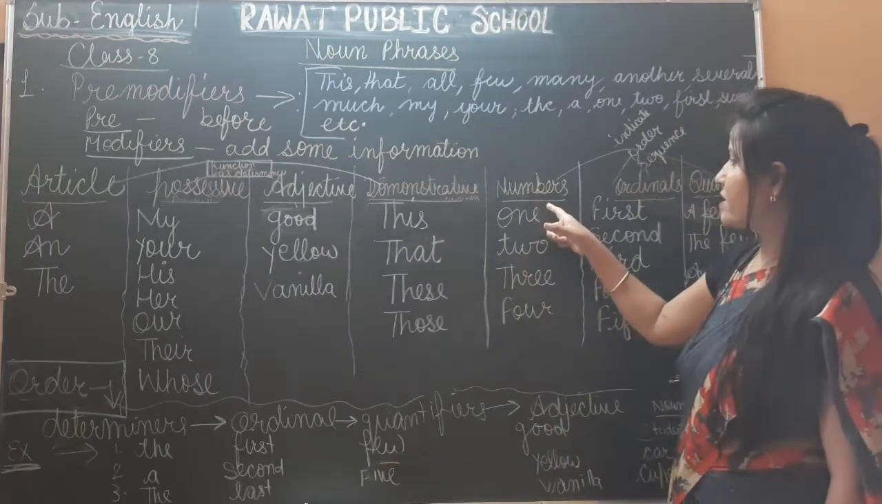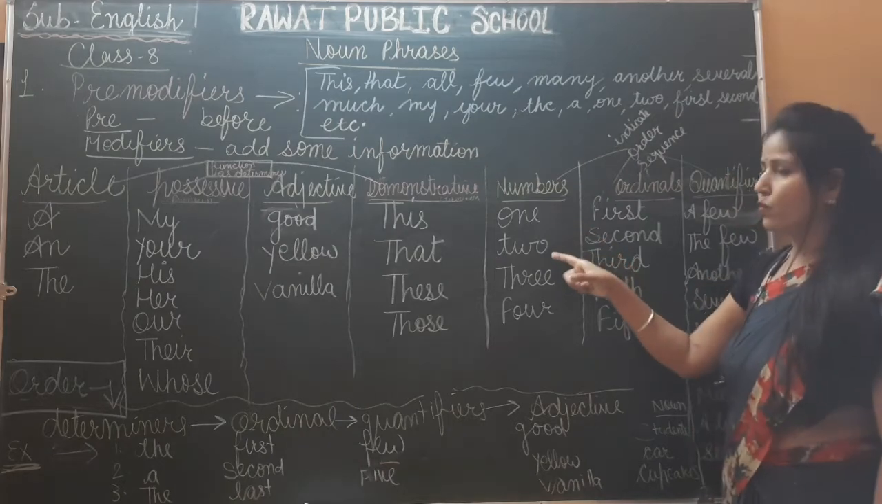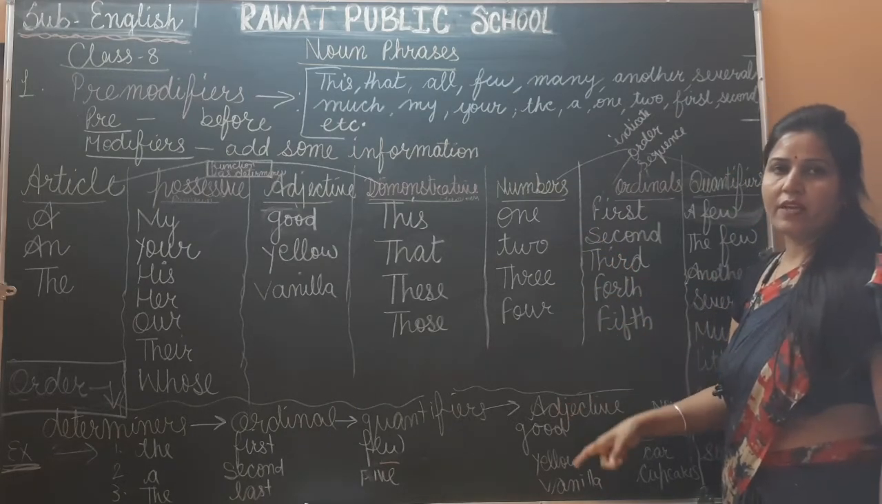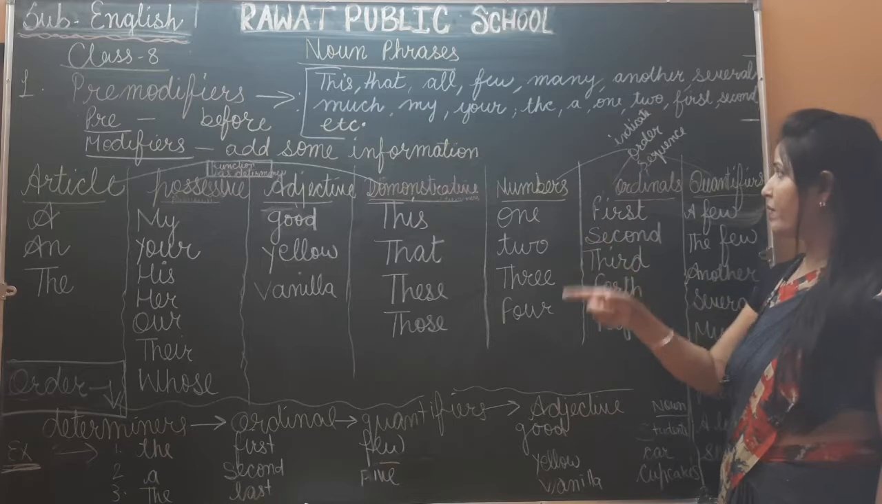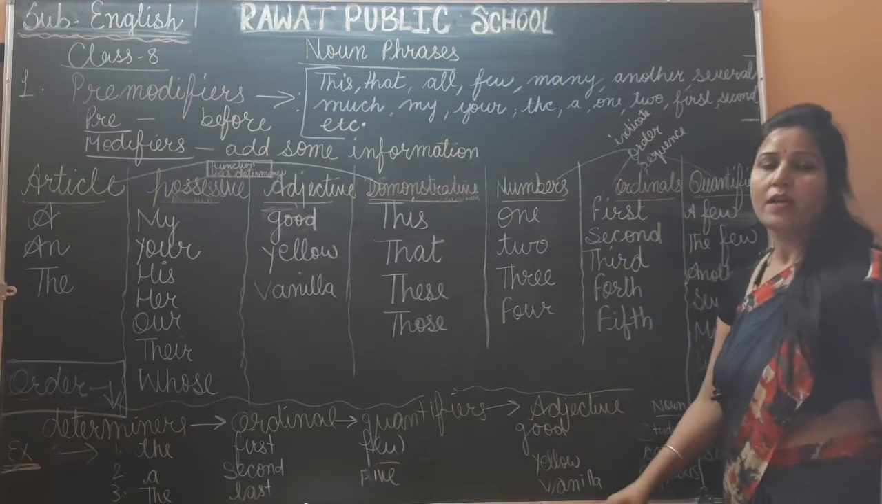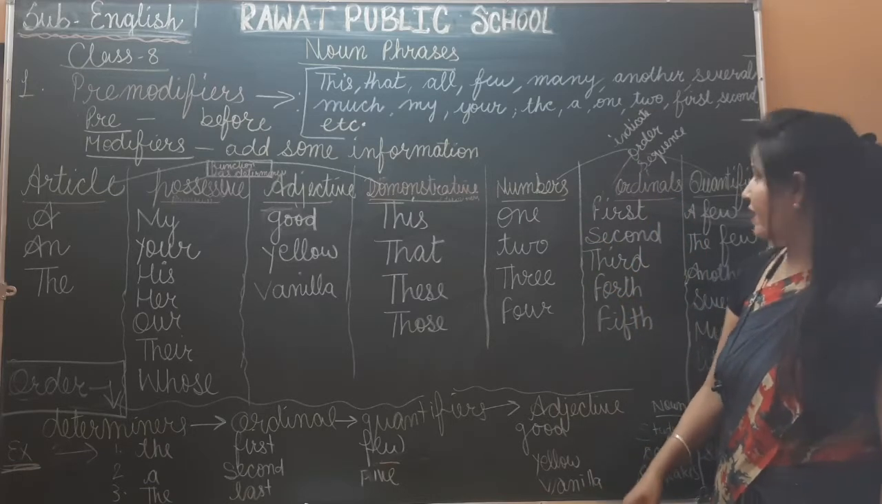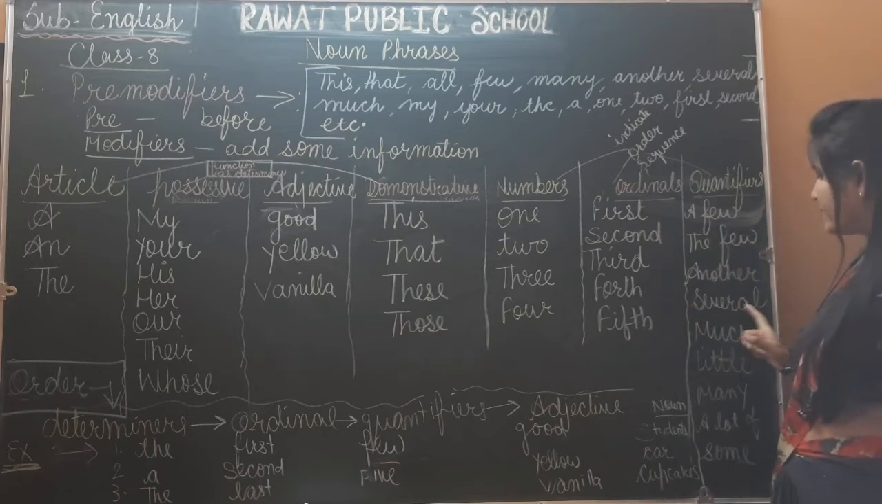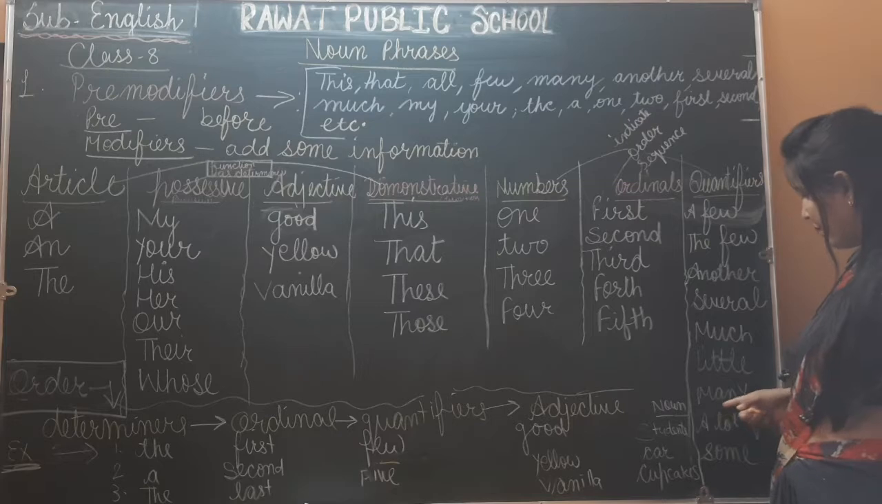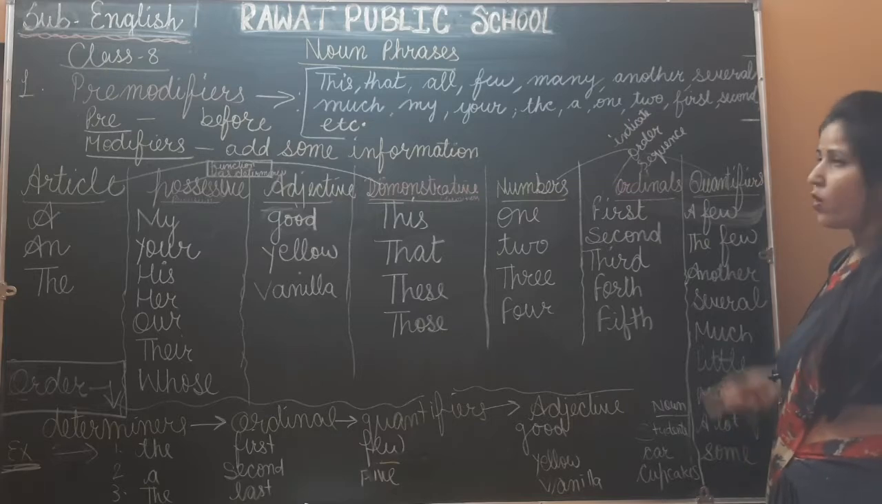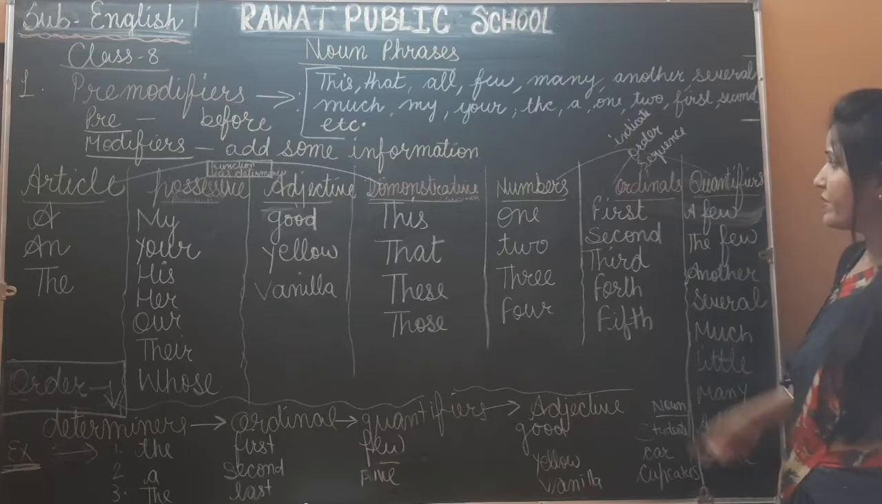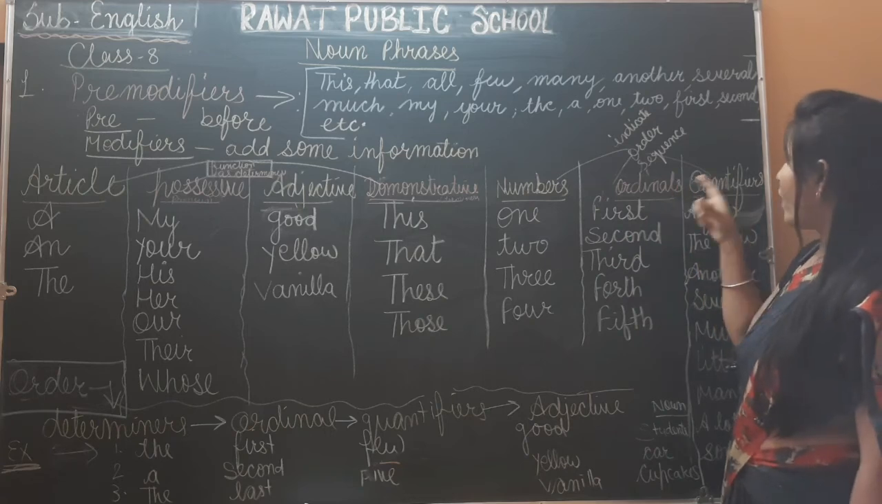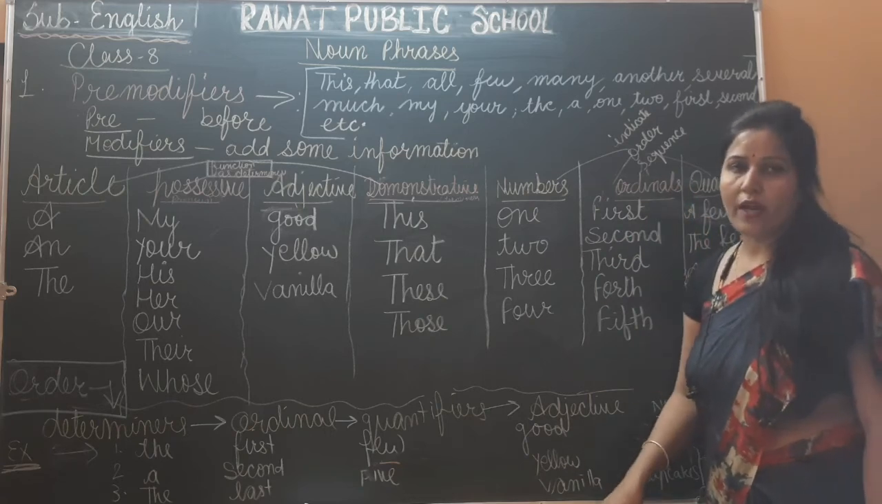Next, numbers: 1, 2, 3, 4, 5, 6, 7, 8 are all examples of numbers. And ordinal numbers: first, second, third, fourth, fifth, sixth, seventh, eighth, ninth. And quantifiers: a few, the few, another, several, much, little, many, a lot of, and some are all examples of quantifiers. It means numbers, ordinals and quantifiers indicate order and sequence.